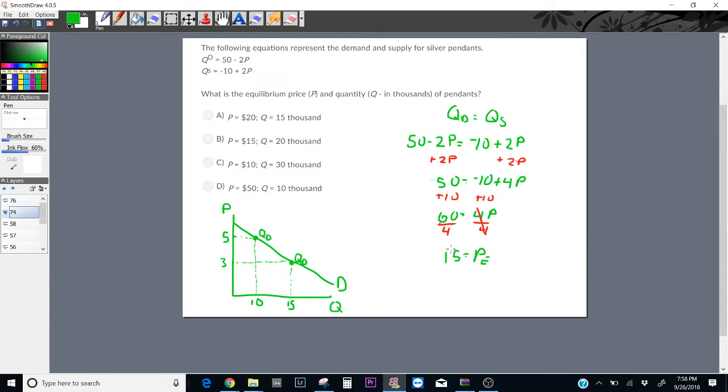Now, since the market's in equilibrium and quantity demanded is equal to quantity supplied, it doesn't matter which equation I plug this price into to solve for quantity. So let me just plug it into our demand equation here. So that will be 50 minus 2 times 15, which is going to be equal to 50 minus 30, which equals 20. So our equilibrium quantity in this case is going to be equal to 20 units. So our answer: $15. Quantity is 20,000 units.